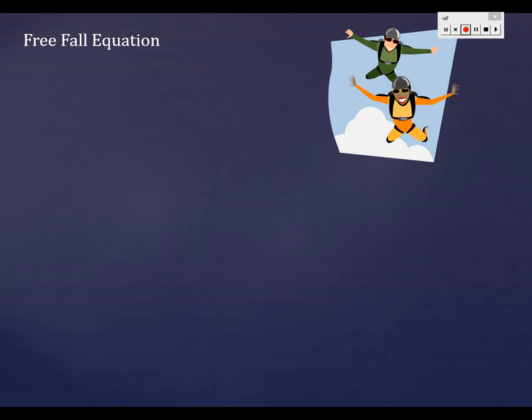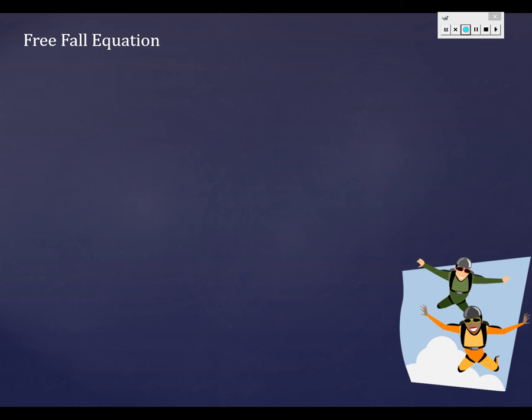Let's play around with an example. This is the free fall equation, and that's maybe, I don't know, maybe Mr. McDonald or something. Okay, you know he's a skydiver.